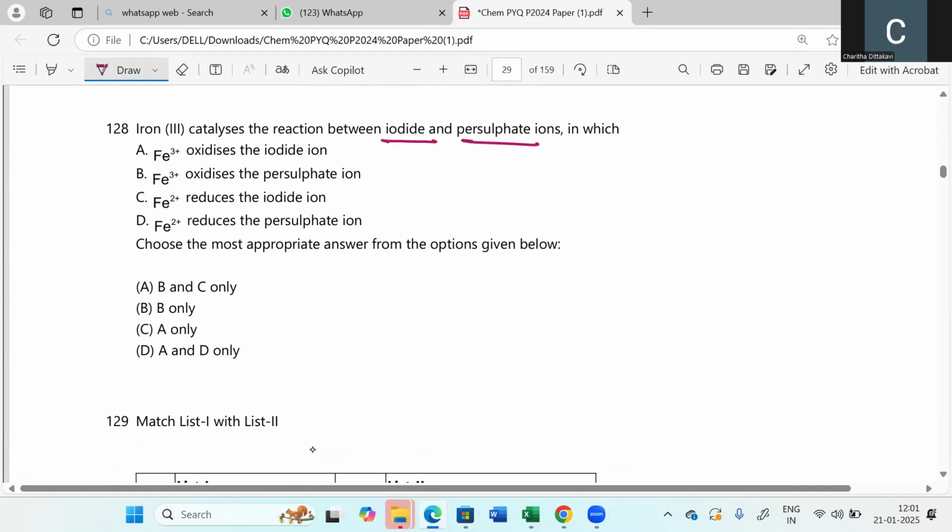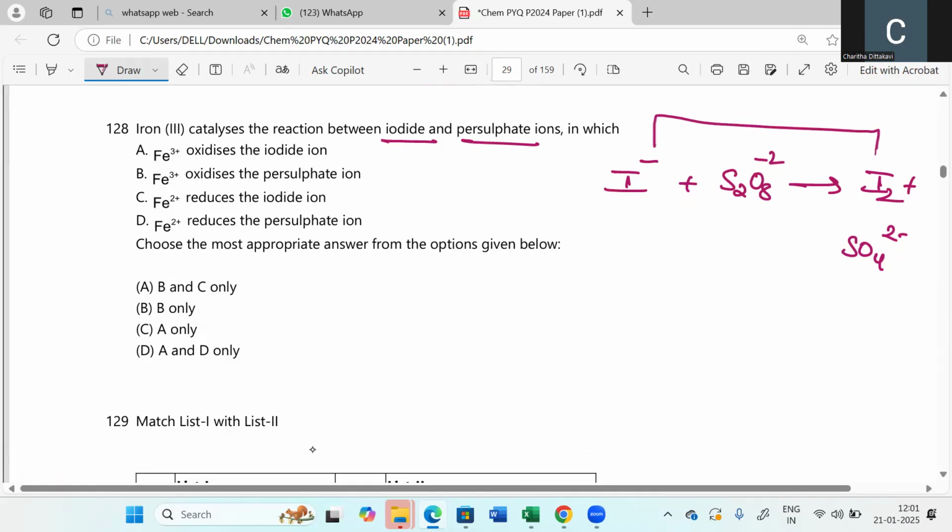Iodide and persulfate ions, both. So, Fe3+ has to catalyze the reaction between iodide and persulfate. Iodide is I minus and persulfate is S2O8 2 minus. So iodine becomes I2, and persulfate becomes SO4 2 minus. But what do we want? Does Fe2+ or Fe3+ act as the catalyst? What shall be done here?